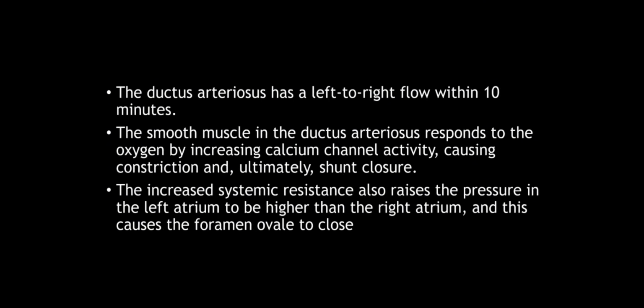The ductus arteriosus has a left to right flow within 10 minutes. The smooth muscle in the ductus arteriosus responds to the oxygen by increasing calcium channel activity. That causes constriction and ultimately shunt closure. The increased systemic resistance also raises the pressure in the left atrium to be higher than the right atrium. Therefore, this causes the foramen ovale to close.